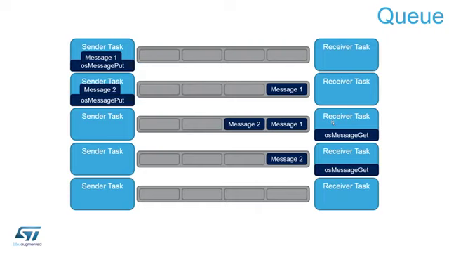So it will extract the first message from the queue, and then if it waits for another message, it can extract the second message from the queue. So you can see perfect FIFO. First message placed, first message received. Second message placed, second message received.